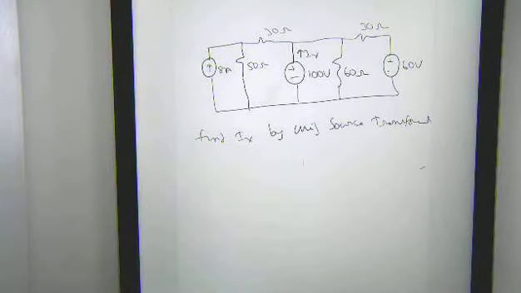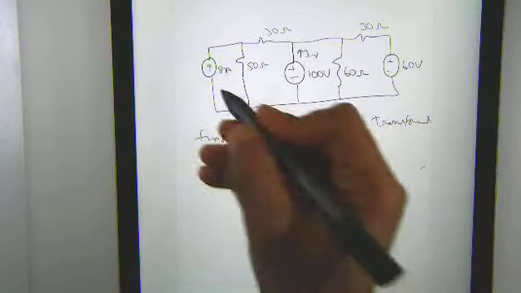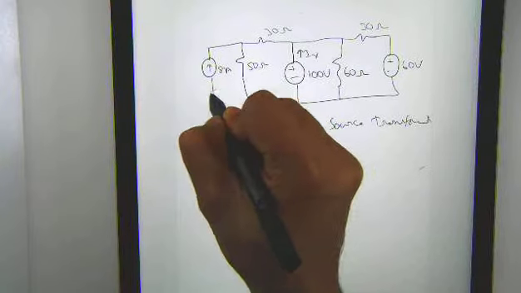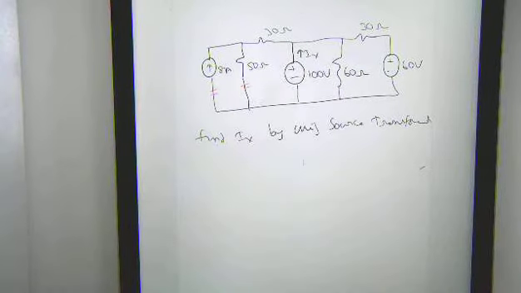So here is our next example. Find Ix by using the source transformation theorem. Since we are doing the source transformation theorem, don't mess with that 100 volt source, since we need to find the current in that 100 volt source.